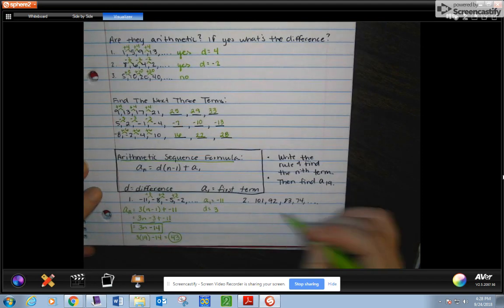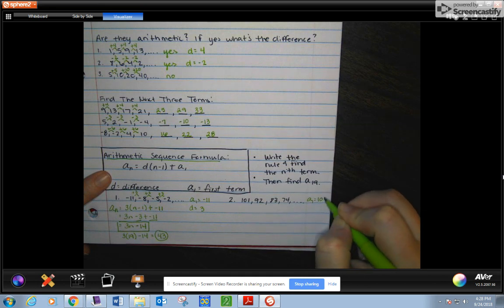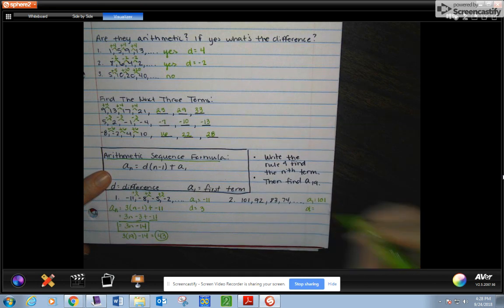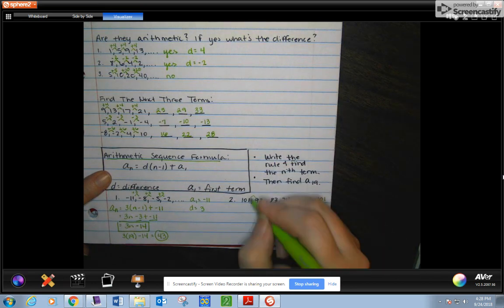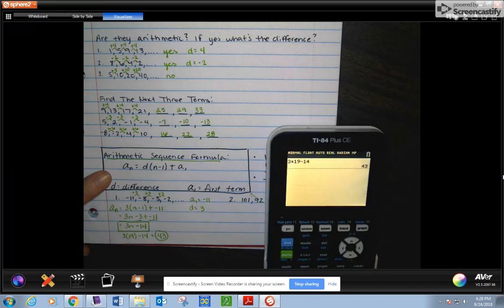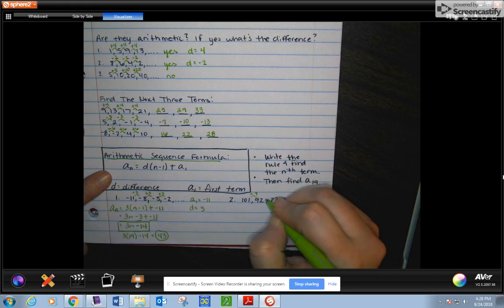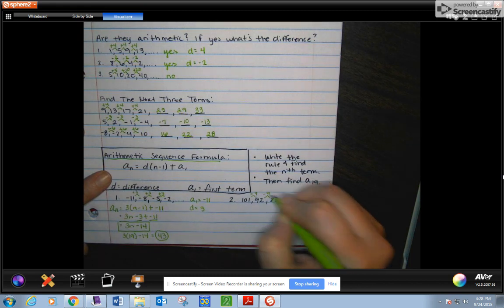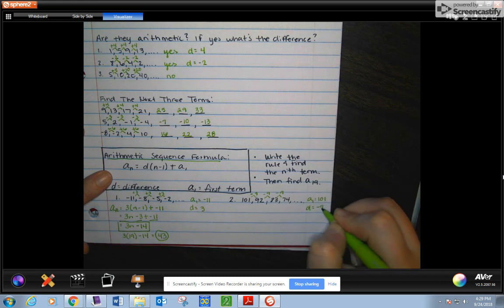Okay, so for the second one, again, the first thing I'm going to do is find out what a sub 1 is. That's the first term, which is 101. And then I need to find my difference. My numbers are getting smaller, so I'm going to figure out how much smaller. So that means I'm negative. So what I'm going to do is 101 minus 92 to see the difference, which is 9. And I'm going down 9. And then you just need to check it each time to make sure you're still going down 9, which you are. So your difference is negative 9.